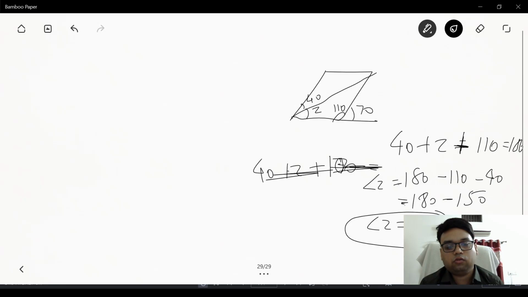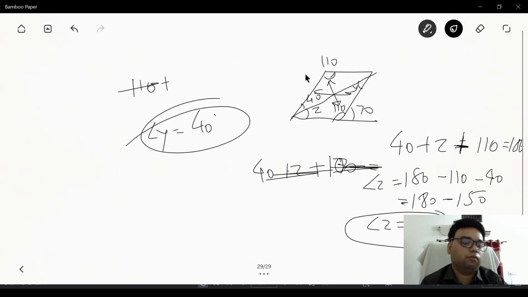It is as simple to calculate the value of angle z. This one will be equal to 110 degree, as opposite angles are equal. Now angle y, there are many ways to calculate angle y. The simple way to calculate y is that alternate angles are equal, so angle y will be equal to 40 degree. It is as simple. Now moving forward to the next question. So question number 8.